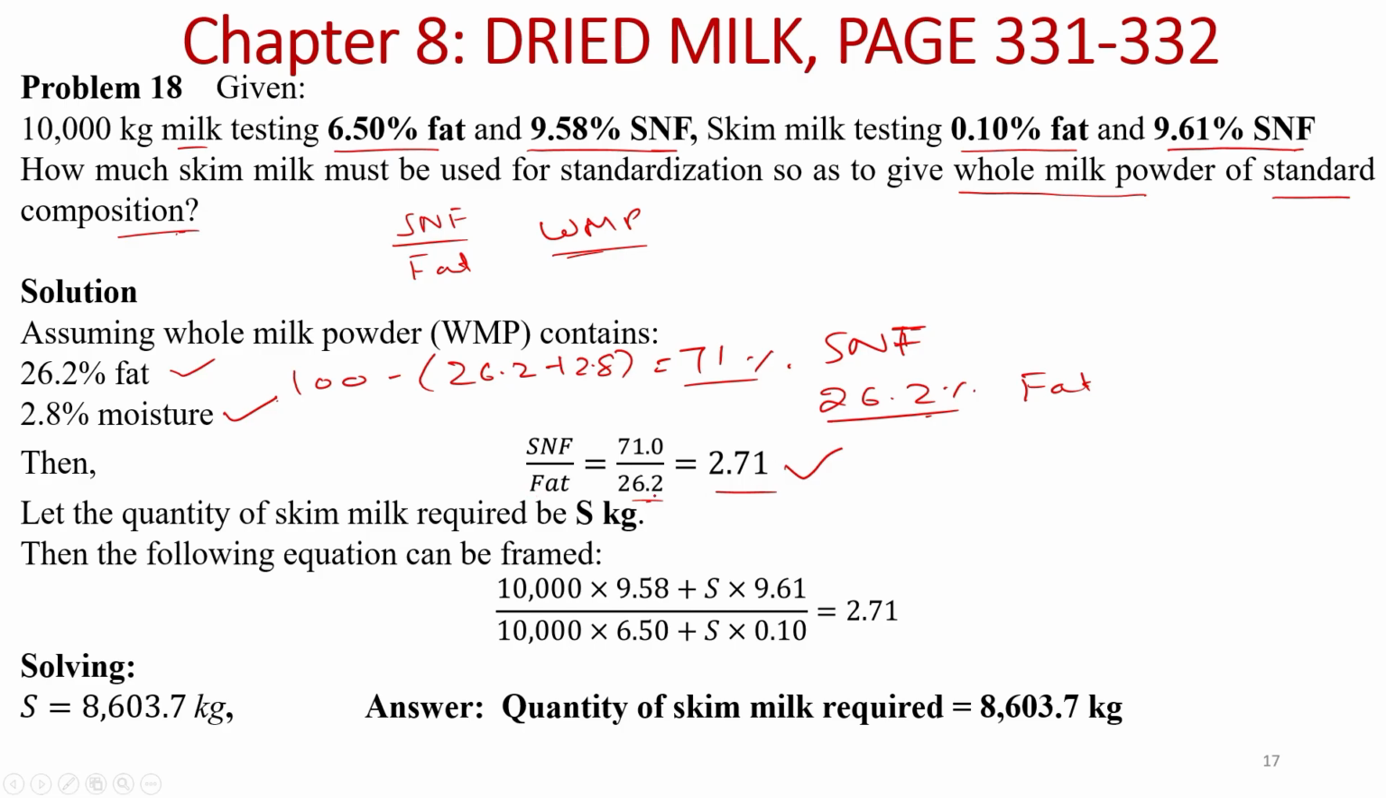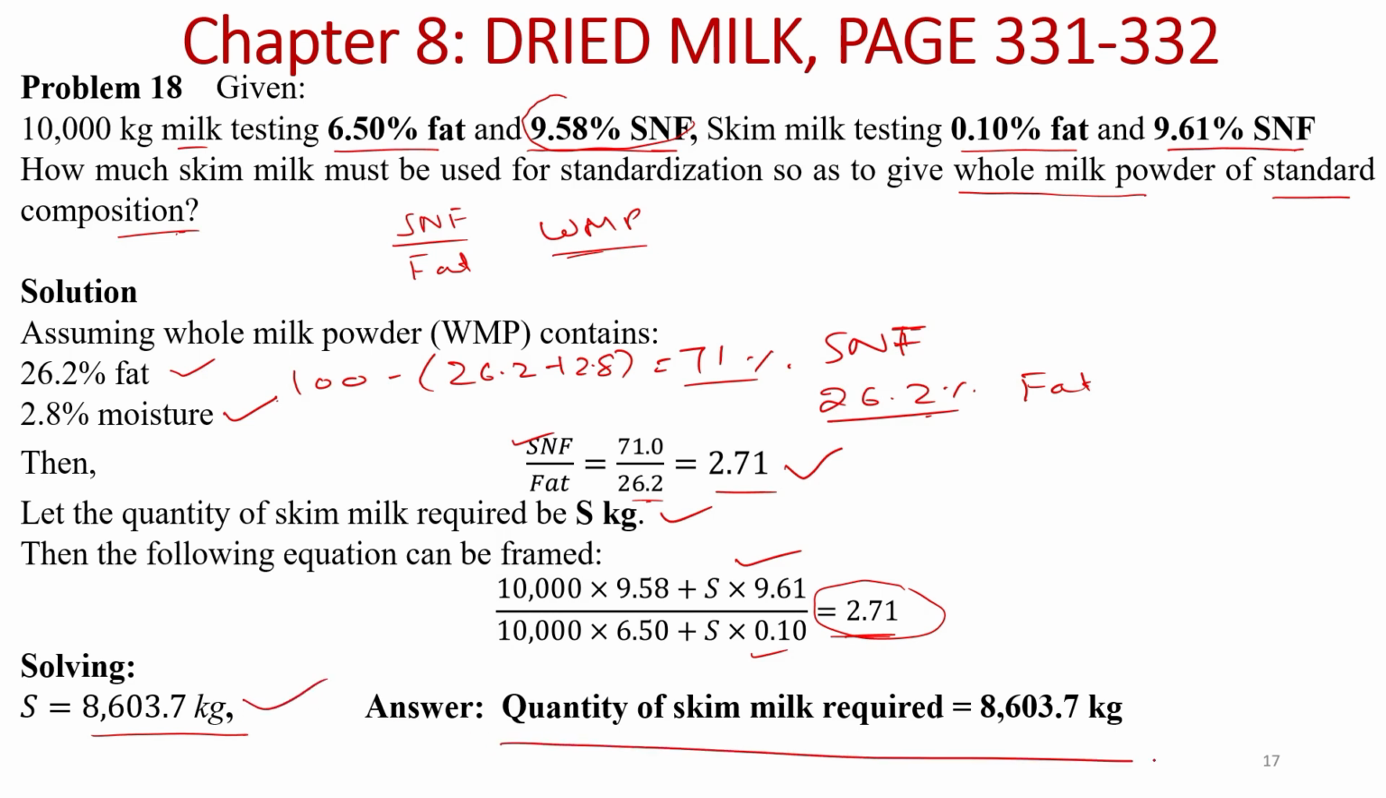Now, how much skim milk is to be added so that we can have this ratio? So, say S is the quantity of skim milk to be added. Now, we write the SNF equation on the top, that is 9.58 in milk, and because it is in percentage, the 100 will go out everywhere, so we can simply write 9.58 into 10,000 plus 9.61 of S. That is the SNF equation on the top, and then the fat equation, that is 6.5 into 10,000 plus 0.1 into S, is on the denominator. This ratio has to reach 2.71. Now, if we solve this equation, we will have skim milk required as 8,603.7 kg, which is the answer.